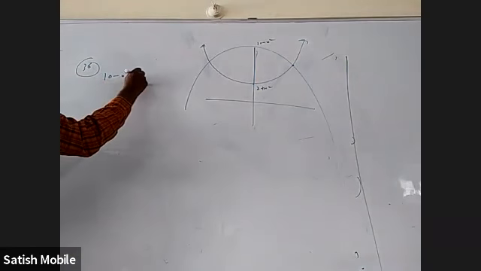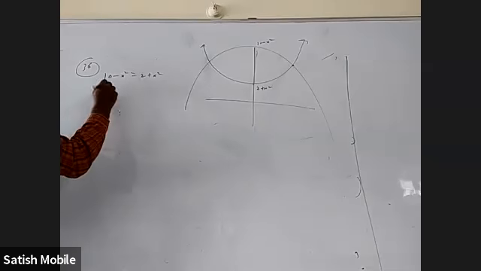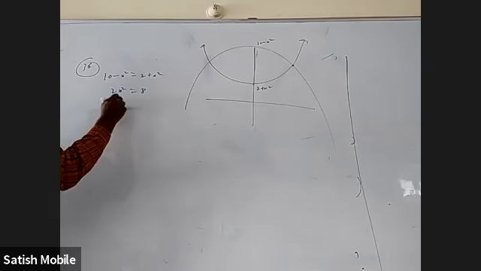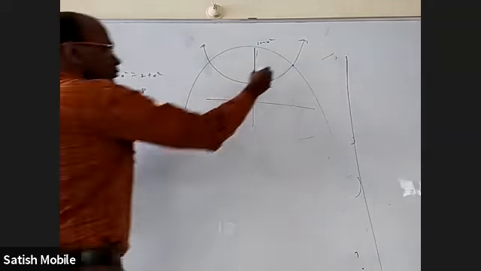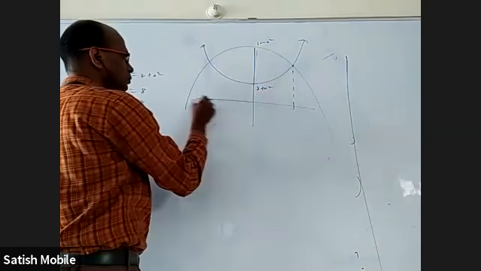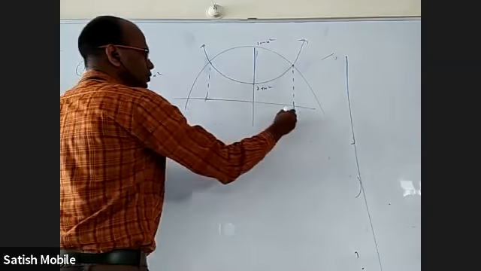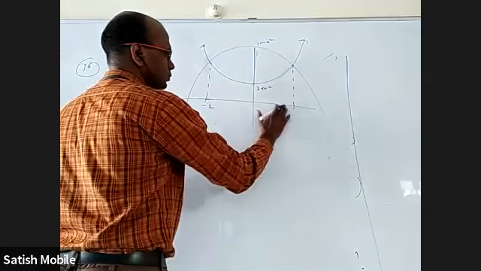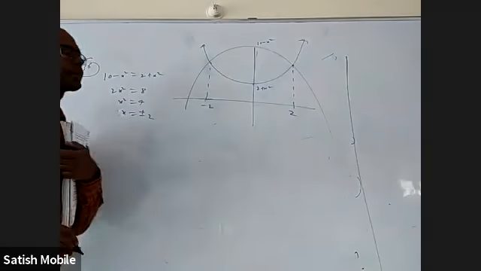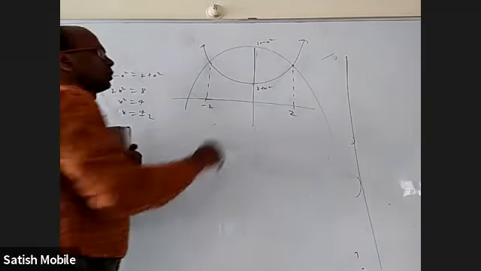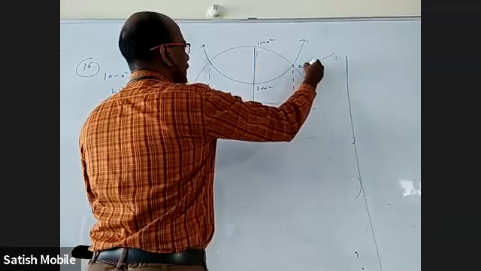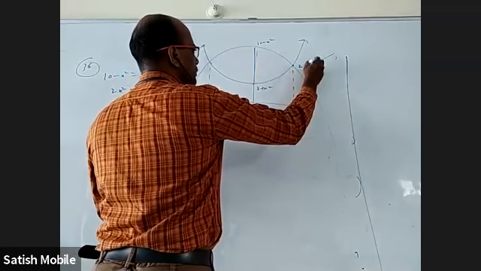10 minus x square is equal to 2 plus x square. 2x square equal to 8, x square equal to 4, x equal to plus or minus 2. This is 2 and this is minus 2. Now this is 2 comma 6.